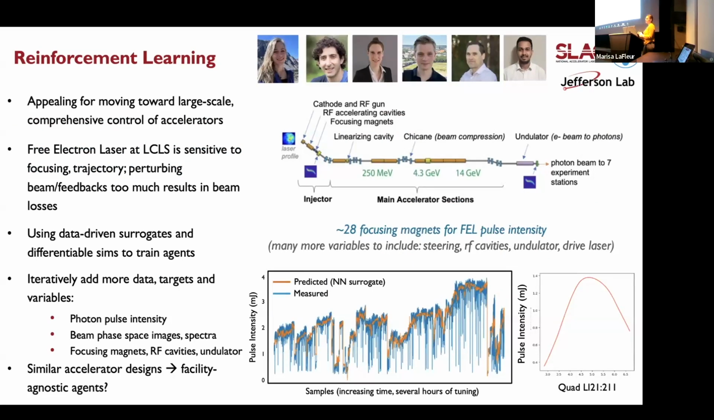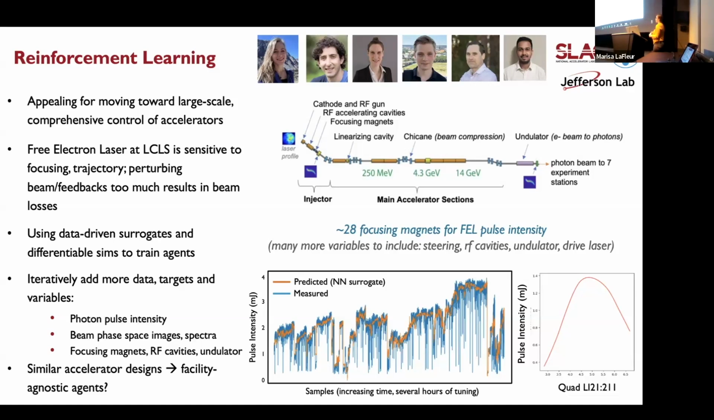And we're starting to do this in kind of a modular way. So we're starting with simple scalar outputs, things like the photon pulse energy, and then slowly are starting to add things like beam phase space images and spectra.